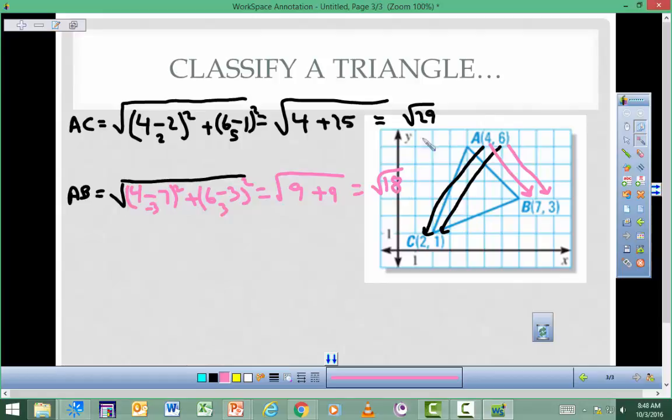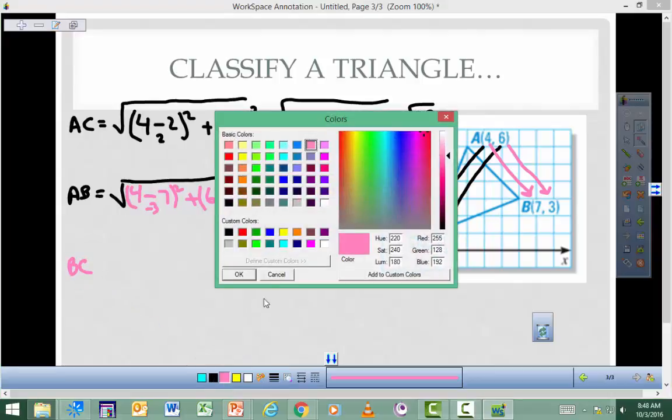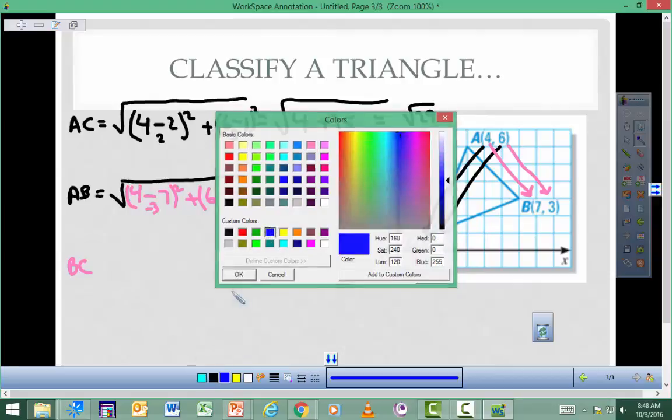And obviously, these two are not the same. They're not the same. So it looks like we might have a scalene triangle so far, right? Well, before we conclude that, let's figure out what the length BC is. BC. Now I think I'll use a cool blue color.